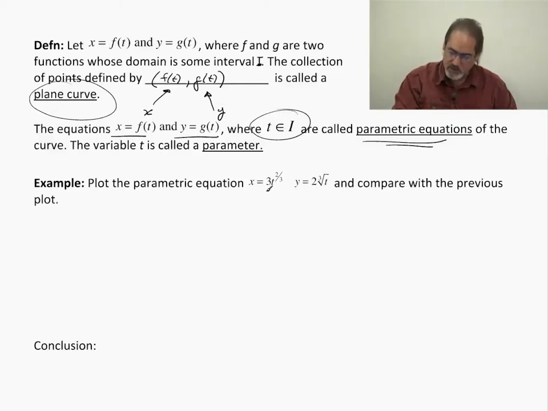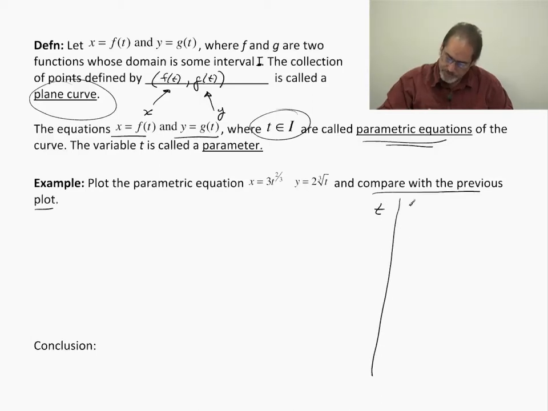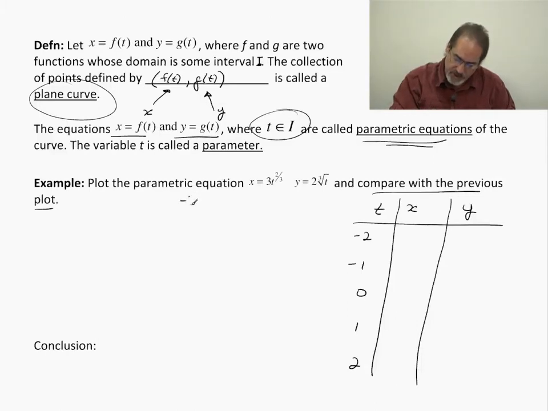Let's take a look at another example. I want to plot the parametric equation x equals 3 times t to the 2/3 and y equals 2 times the cube root of t. And I want to actually compare this with this previous function that I just did and see what it looks like. Well, I'm going to do the same thing with the table again. So I have the values here. I have t, x, and y. And I'm going to use the same thing. T equals -2, t equals -1, 0, 1, and 2. I'm going to keep this on -2 less than or equal to t less than or equal to 2.